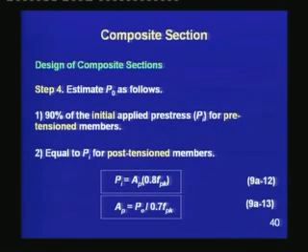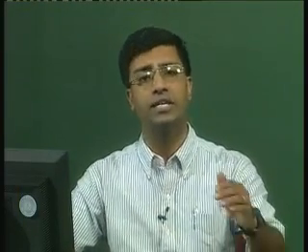The fourth step is to estimate P0 from Pe. This is done as follows: it is 90% of the initial applied prestress, which is Pi, for a pre-tension member. 90% because we are considering the elastic shortening. For a post-tension member, since the elastic shortening occurs during the application of the prestressing force, and if the tendons are stretched simultaneously, we can consider that P0 is equal to Pi, which we measure by the jacks for post-tension members.